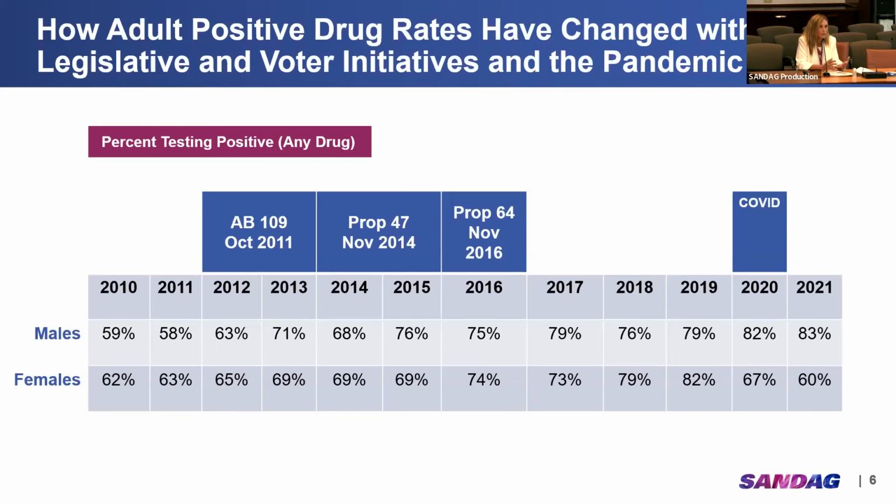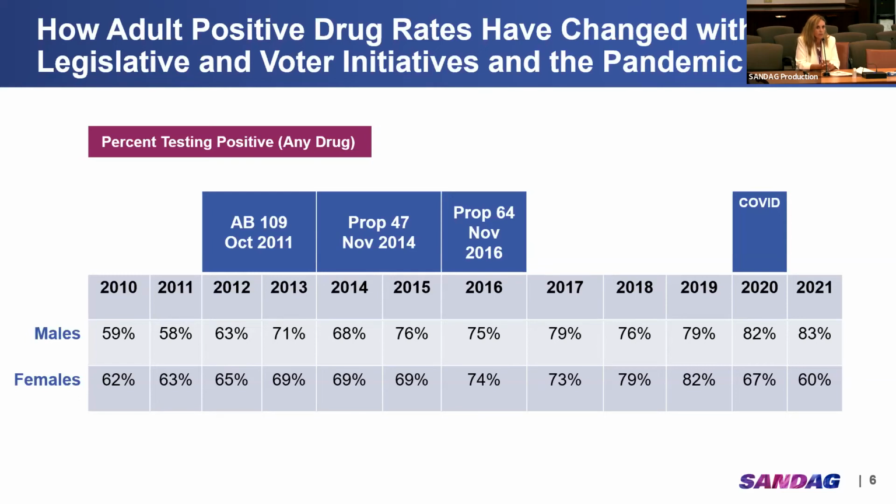Prop 47 made a number of felonies, or what could be wobblers, felonies or misdemeanors, into misdemeanors in terms of drug charges and property offenses. Prop 64 legalized marijuana. When Prop 47 passed, I wondered if we'd see fewer people testing positive in jails for drugs, because they may not be getting booked into jail for drugs. And as you can see, our percentages have continued to increase over time.